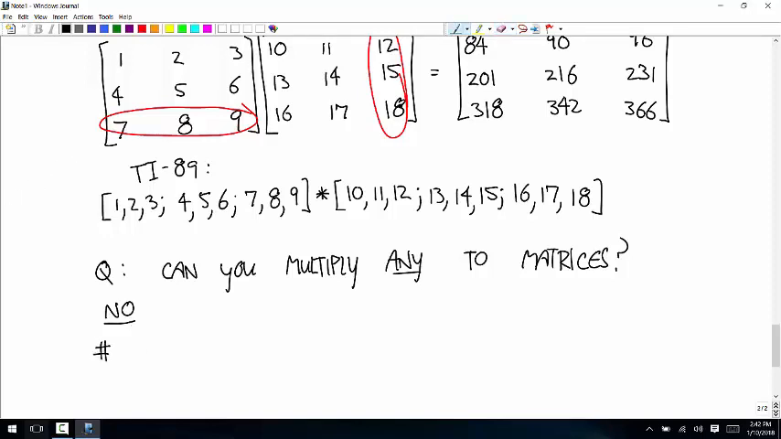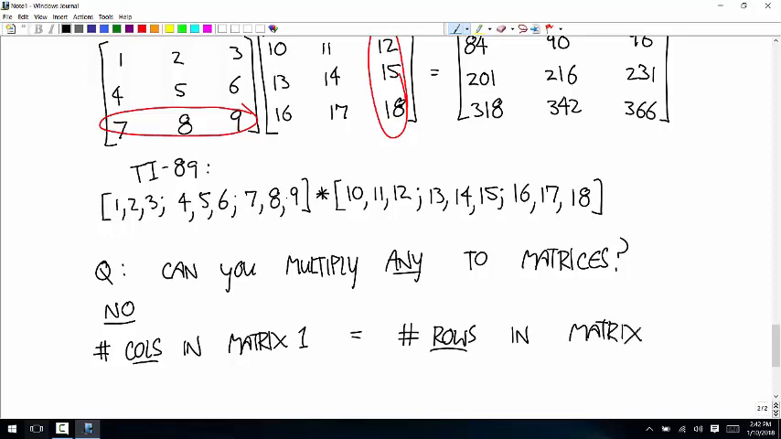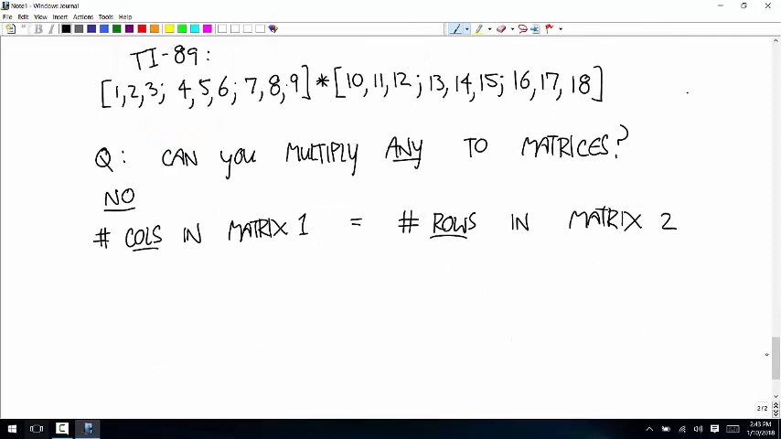So the number of columns in matrix 1 is equal to the number of rows in matrix 2. And so if you're multiplying, well, I say matrix 1 and 2. Matrix 1 is the left matrix, and matrix 2 is the right matrix.